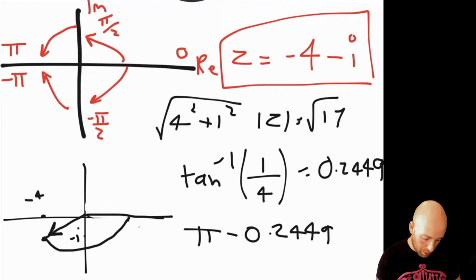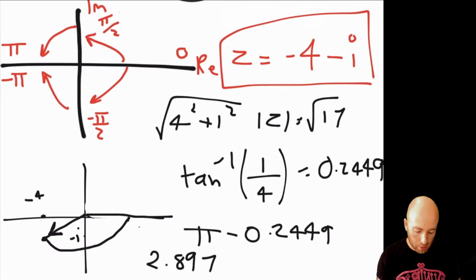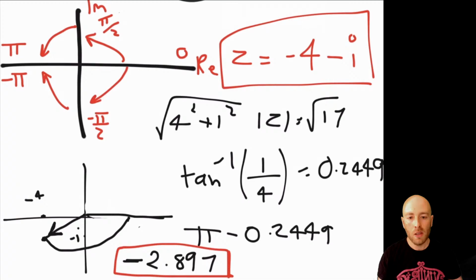And we get my angle is 2.897. But because I'm rotating kind of clockwise underneath the axes, my angle needs to be minus 2.897. So there's a few bits to digest there.